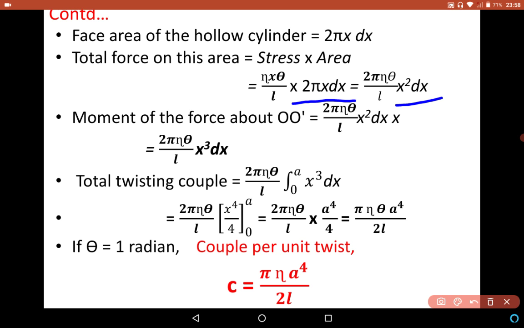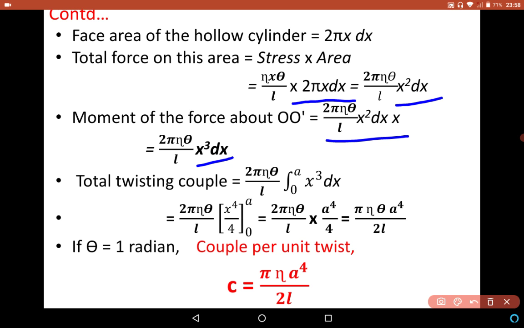The moment of the force about the point O dash is equal to 2 pi n theta by L x square into dx into x, that is equal to 2 pi n theta by L into x cube dx. Then the total twisting couple is given by the integral of this expression between the limits 0 to a, because x is the radius; the minimum value of radius is 0 and the maximum value of radius is a.